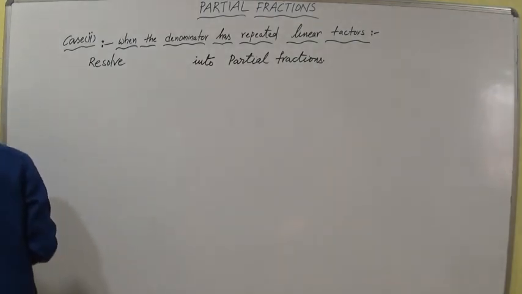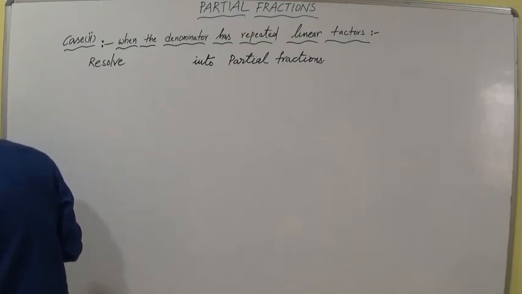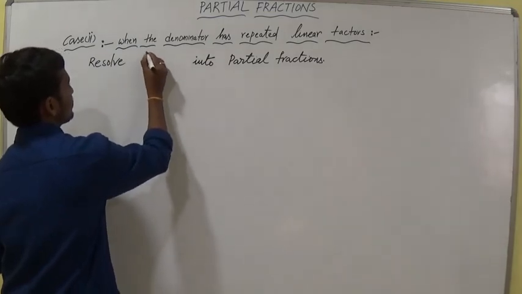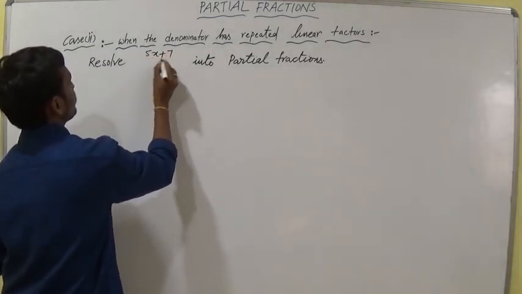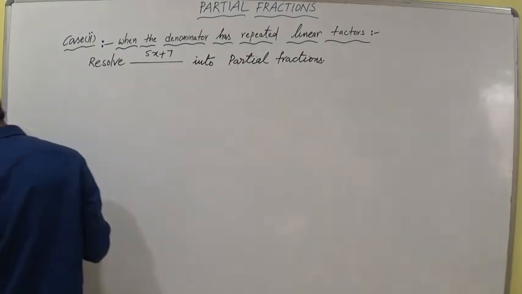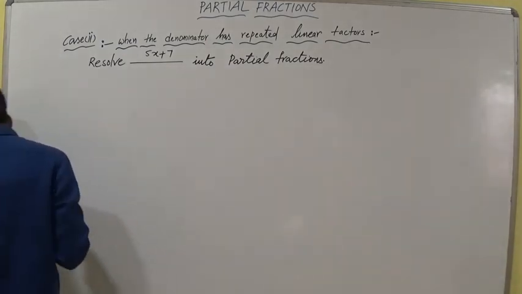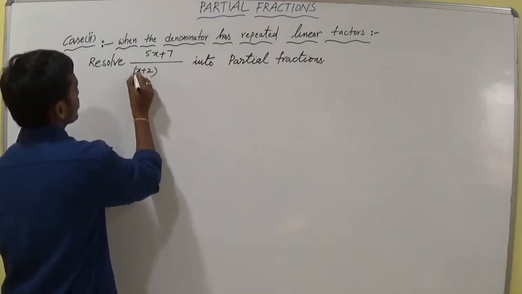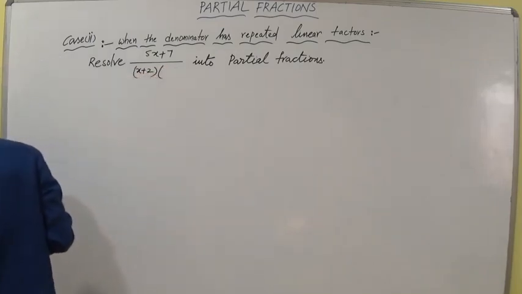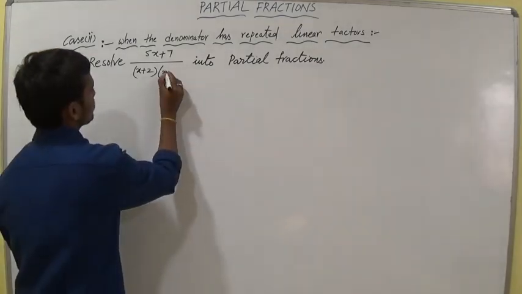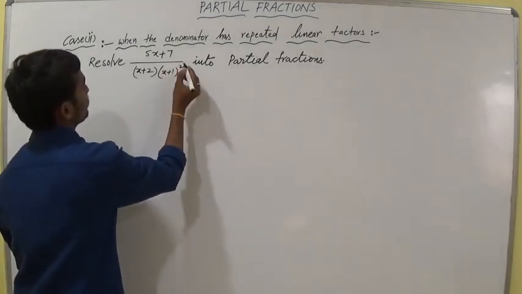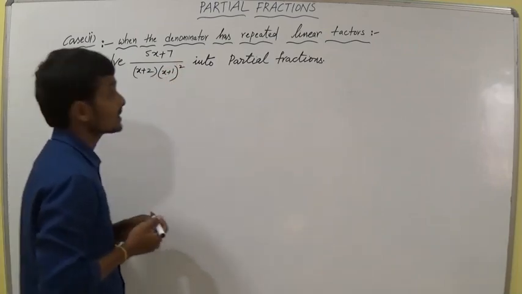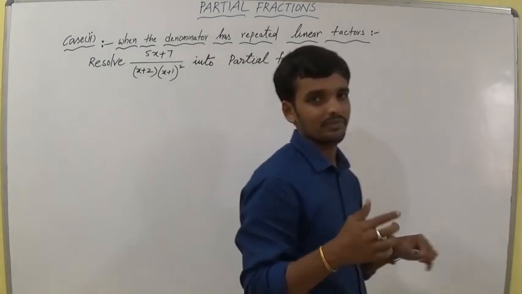Okay, that is 5x plus 7 by x plus 2 into x plus 1 whole square. This is the problem. Now we have to discuss.